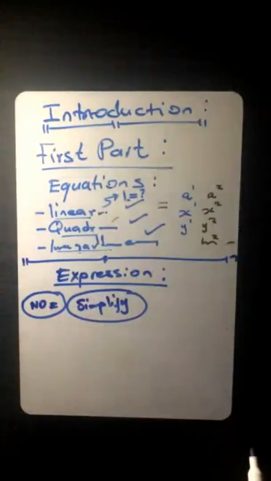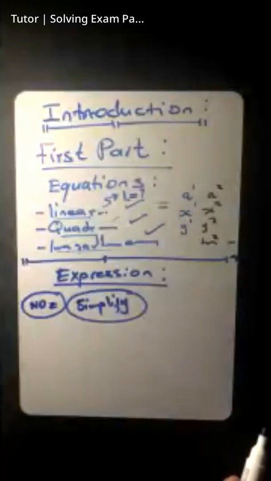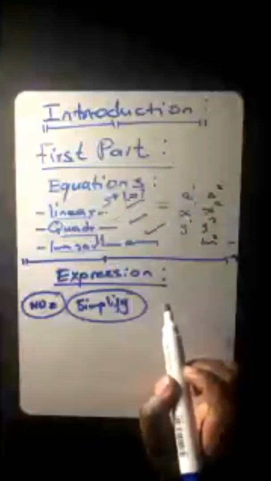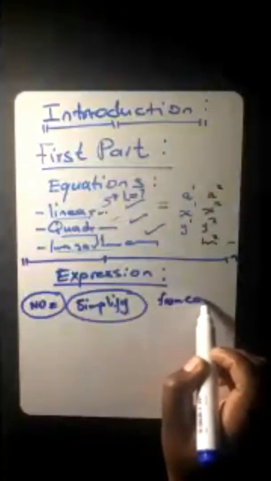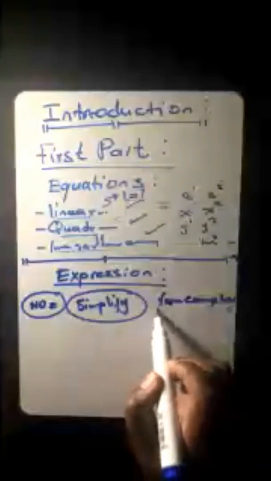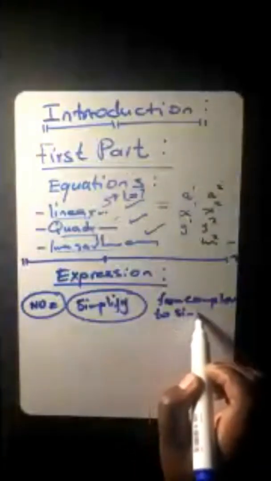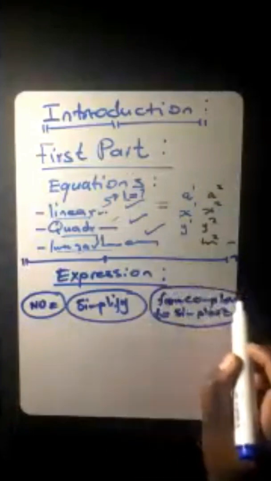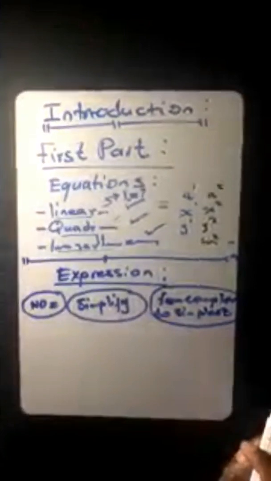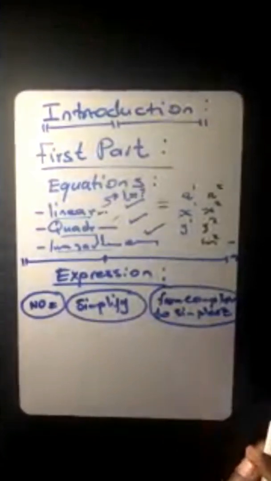When you're given an expression, you don't have an equal sign. What do you do? You simplify. In short, what does it mean when you simplify? You are simply rewriting the given expression from complex to simplest. Just a few days ago, Mr. Siban was taking you through what chapter? Laws of exponents. Very much important, ladies.